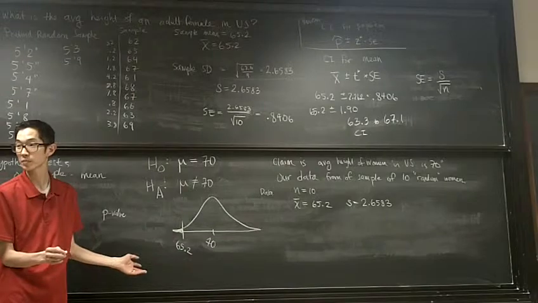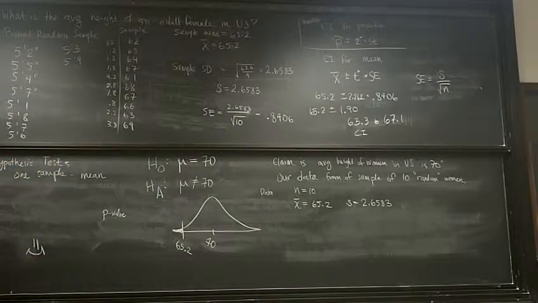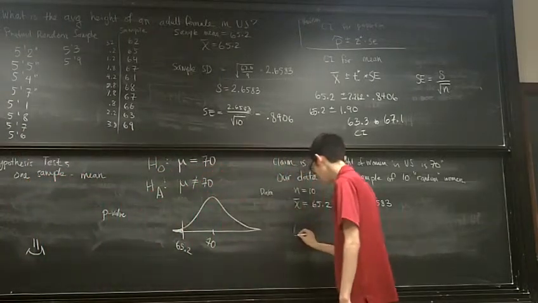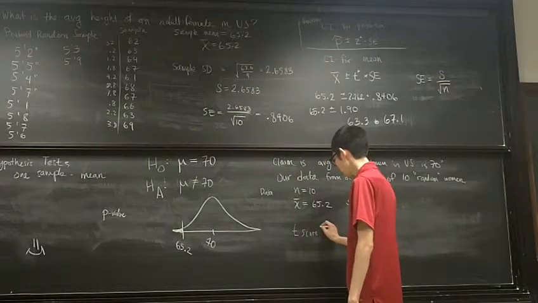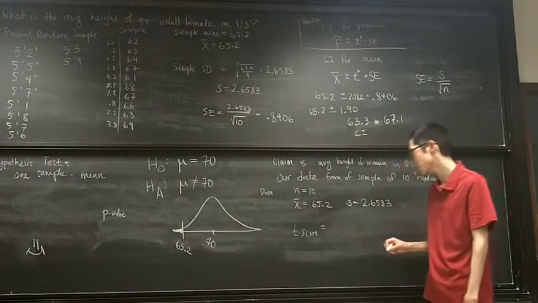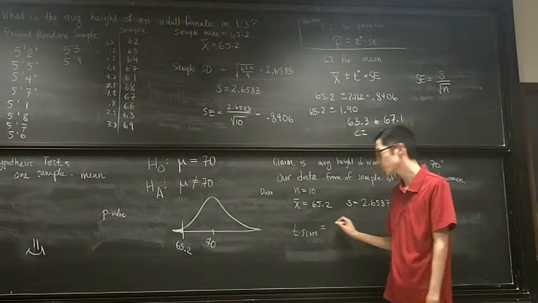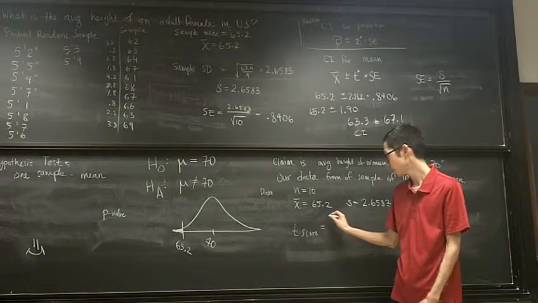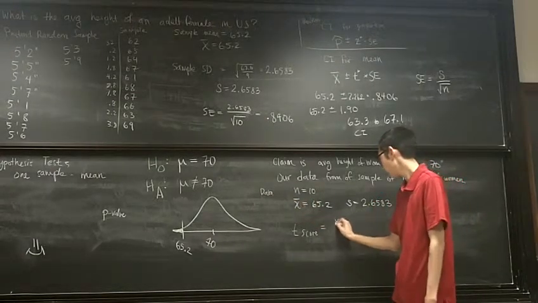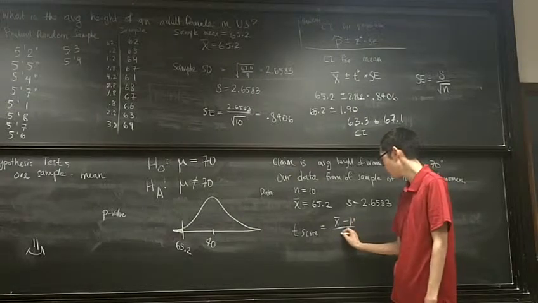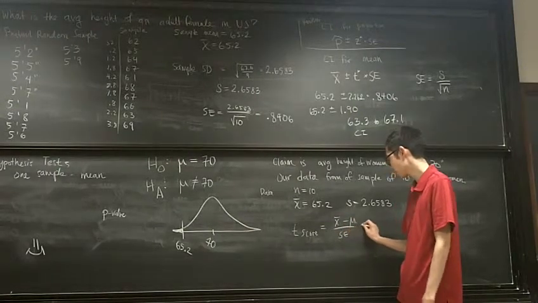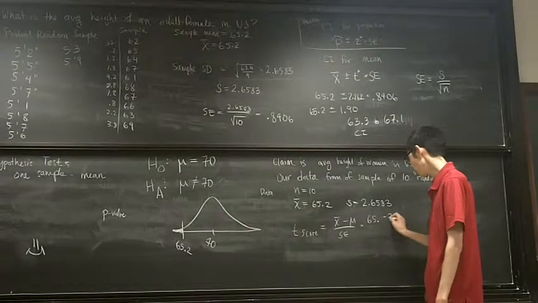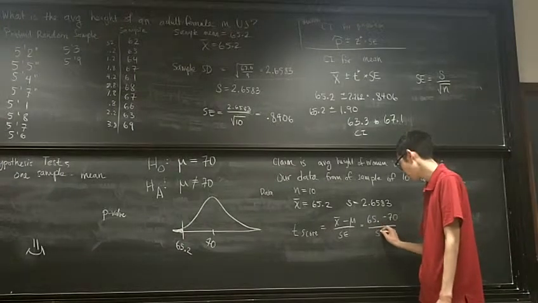Alright, is this okay? So I'm going to get something pretty much like a z-score, but because it's the t-distribution, we're going to get a t-score, okay? So think of it just like a z-score, but for the t-distribution. How would I calculate this? I would do x bar minus the mean over the standard error, right? So I would do 65.2 minus the mean of 70, divided by my standard error.